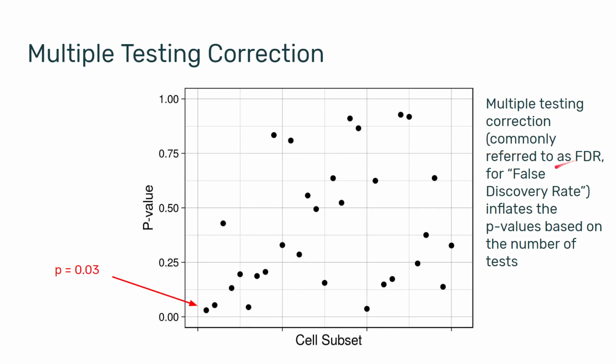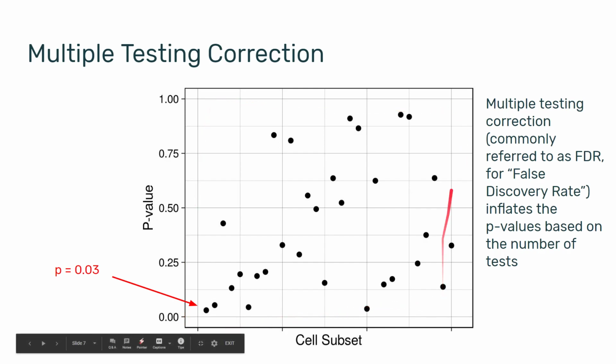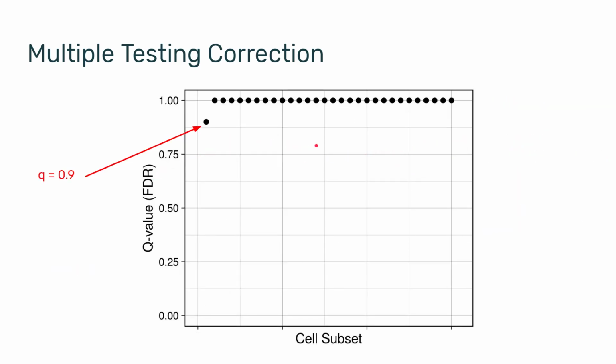There are different ways to do it. The most common one seems to be false discovery rate. And briefly, very hand-wavy, it inflates p-values based on the number of tests. So if we take these p-values and apply the FDR, the BH correction to be more precise, this is what we're going to end up with.